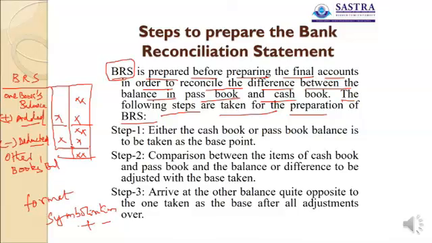What is step 1? Either the cash book or passbook balance is to be taken as base point. Comparison between the items of cash book and passbook, and the balance or a difference to be adjusted with the base taken. Arrive at the other balance, quite opposite to the one taken as the base, after all adjustments are over at the end of the process.